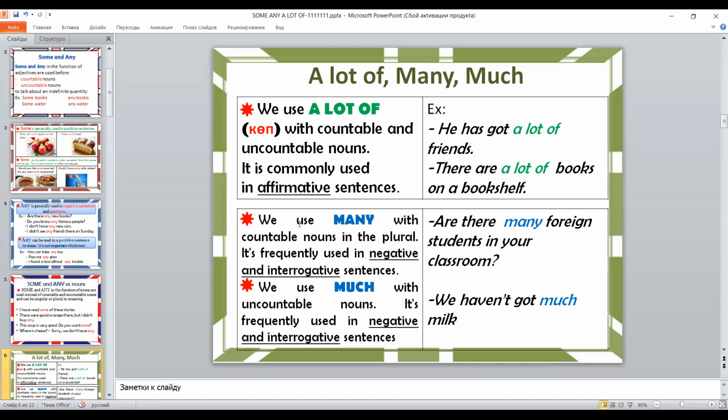We use many with countable nouns in the plural. It's frequently used in negative and interrogative sentences. We use much with uncountable nouns. It's also frequently used in negative and interrogative sentences. So, examples: are there many foreign students in your classroom? We haven't got much milk, and so on.